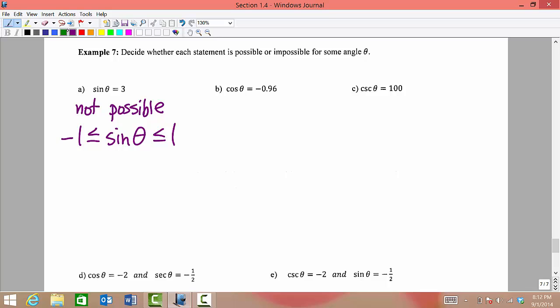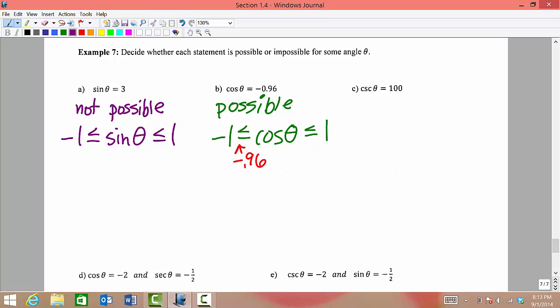So what about cosine theta equal to negative 0.96? Is that possible? And the answer for this would be yes, this is possible. This is possible because cosine values must be in between negative 1 and positive 1, and negative 0.96 would be right before negative 1. So it is a little bit larger than negative 1, so that would be possible for the cosine value to take on that value.